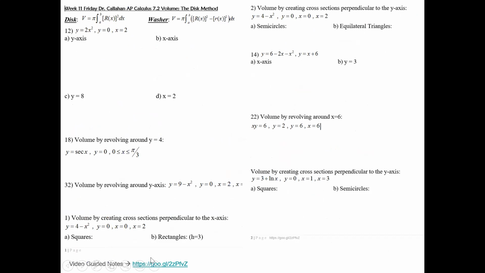and I have the video guided notes link right here where you can click on it and it'll have an explanation for these questions from your textbook. It does move a little bit further ahead because right now we're only talking about the disc method. I haven't shown you guys the washer method yet, but we will.